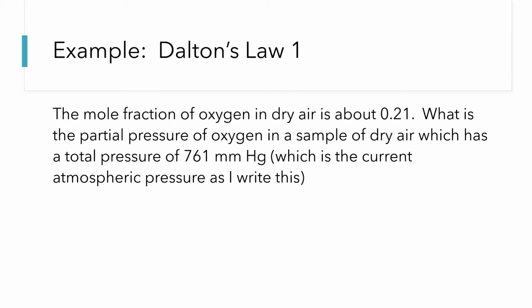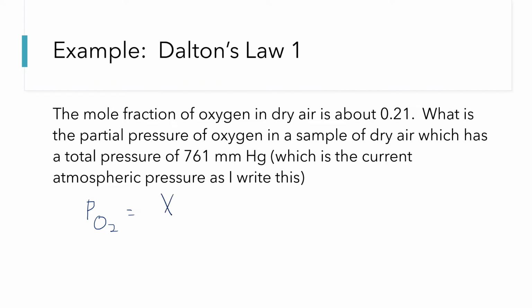So as our first example involving a calculation with Dalton's law, we're given that the mole fraction of oxygen in dry air is about 0.21. What is the partial pressure of oxygen in a sample of dry air that has a total pressure of 761 millimeters of mercury?